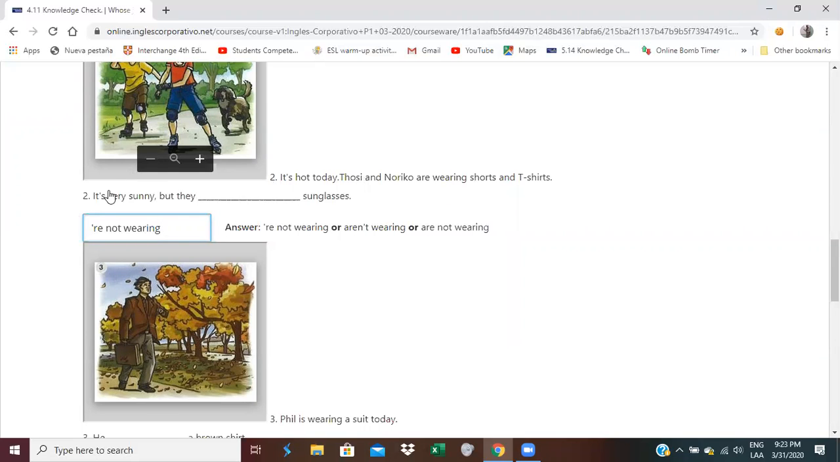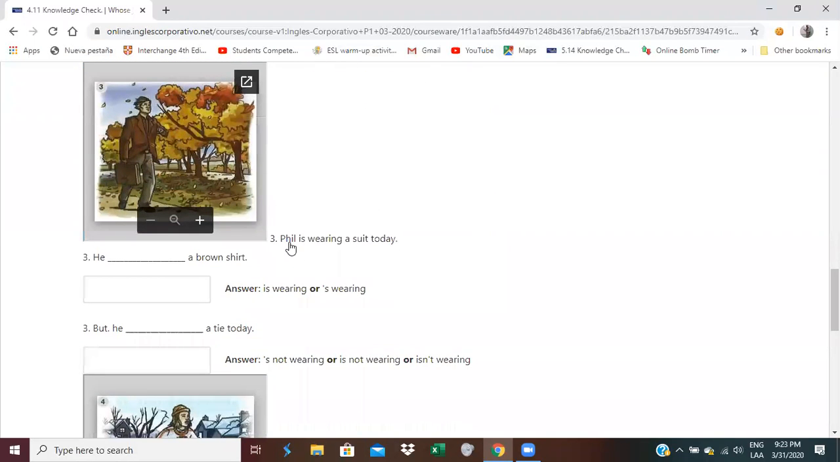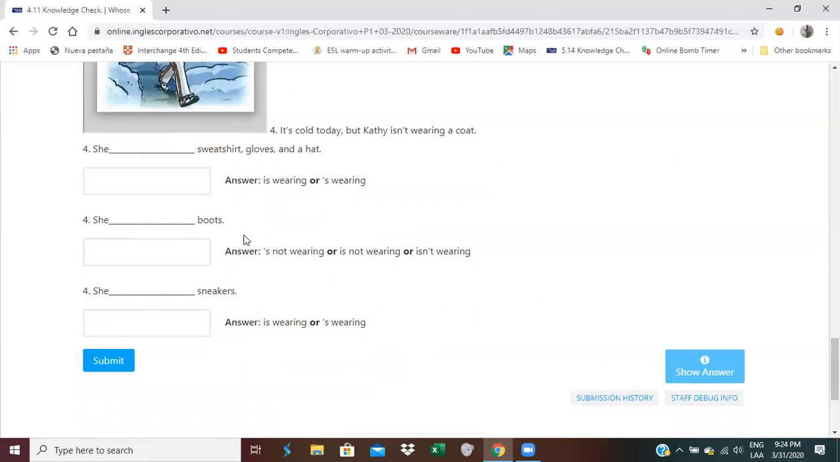Okay, number two. It's very sunny, but they're not wearing sunglasses. Number three, Phil is wearing a suit today. He is wearing a brown shirt, but he's not wearing a tie today. Okay, you have three more exercises left, I'll give you 10 more minutes. Okay. Thank you, DJ.